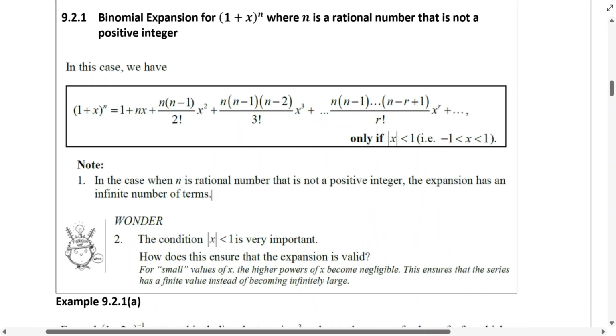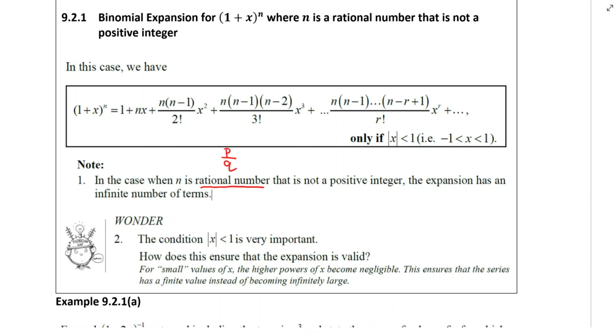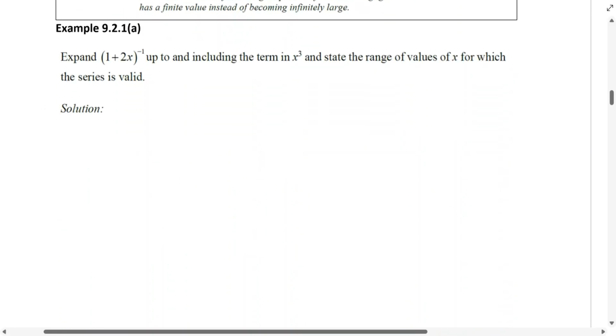Like I said previously, when we do binomial expansion in A levels, n will now be a rational number. Remember what a rational number is? It means it can be expressed as a fraction, something like p over q, and it is not a positive integer. Then we follow this expansion formula, which is actually given. You can find this in the Maclaurin series that you will learn in the next chapter.